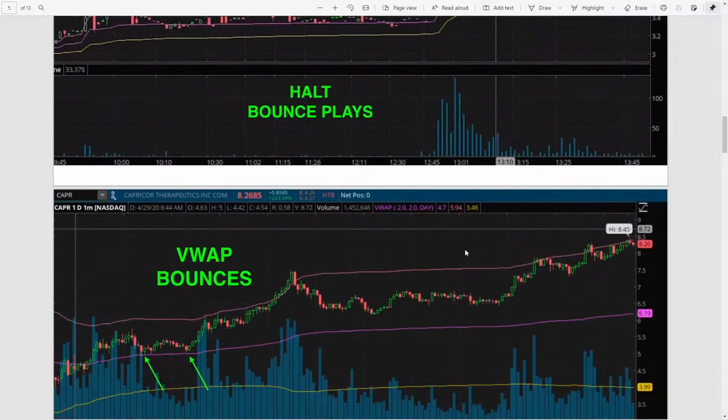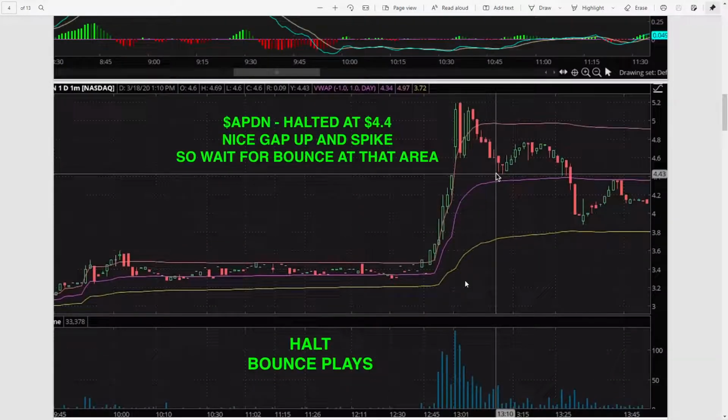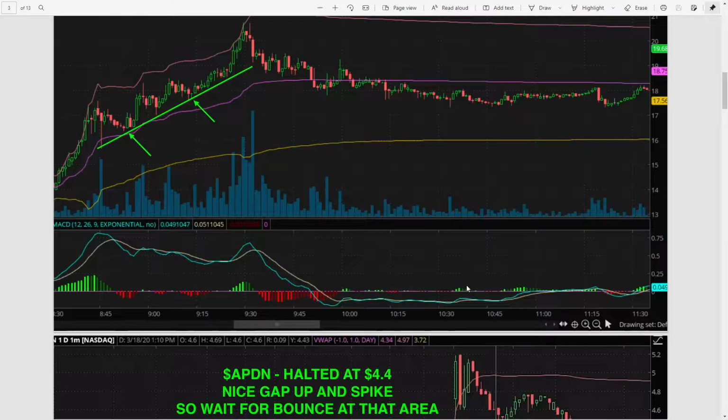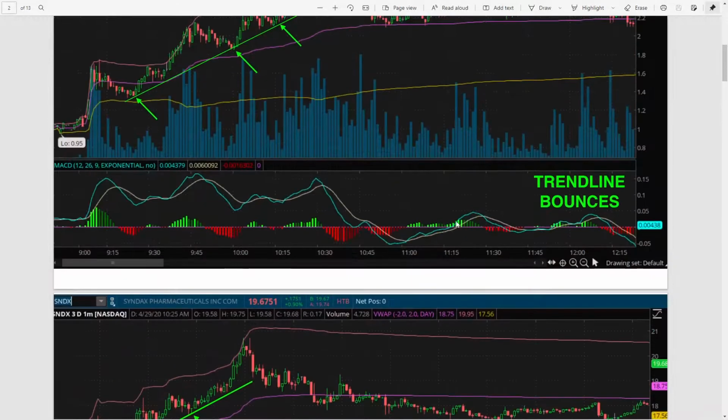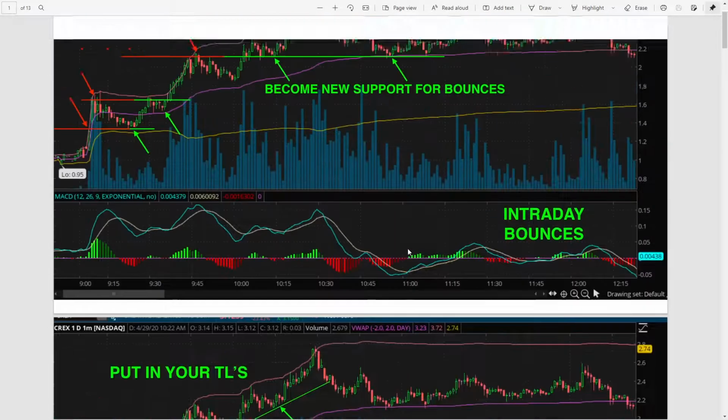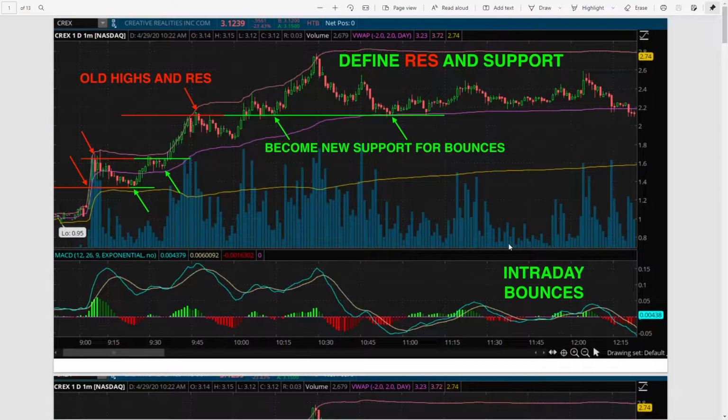You're looking for VWAP bounces, you're playing halt strategies, you're playing trend line plays, whether it was trend line bounces, breaks above the flag and up, of course, the trend line cracks, which I love for the short. Whatever you're looking for in trading and you were successful at, trade that. Don't do anything differently than you were doing if you grew your account successfully before.